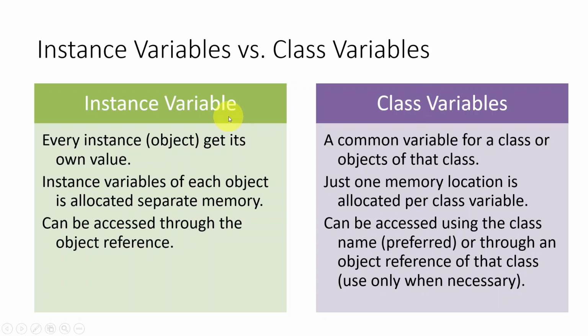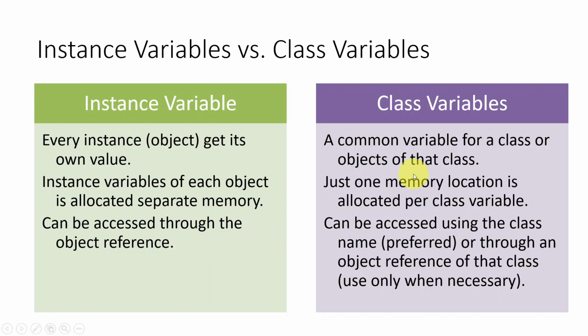So what is an instance variable? If every object gets its own value for a variable, we call it an instance variable. For example, if you take a bank account object, its account number and its balance, these values are specific to each and every object. Therefore, those are candidates for instance variables. And when it comes to memory allocation, each object will get its own copy of the instance variable. And these instance variables can be accessed only through object references because these values are specific to a particular object.